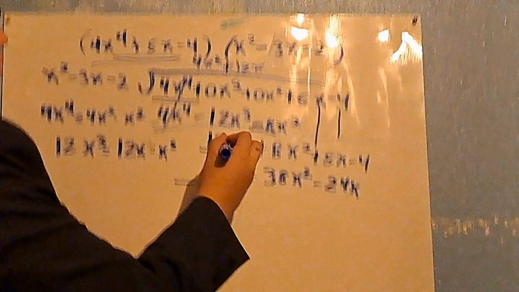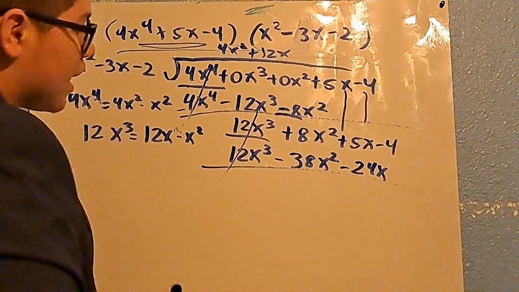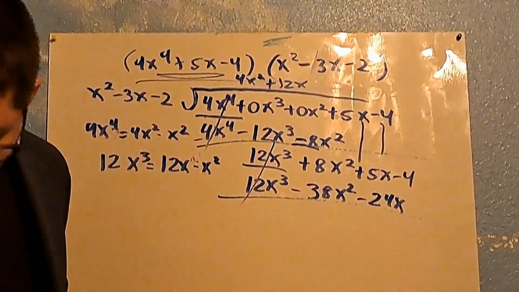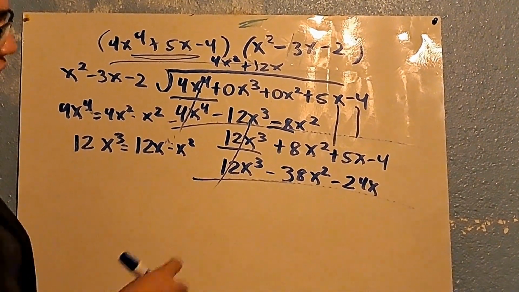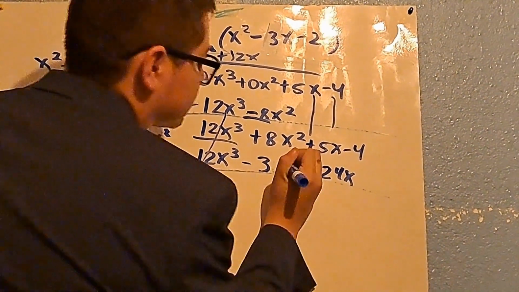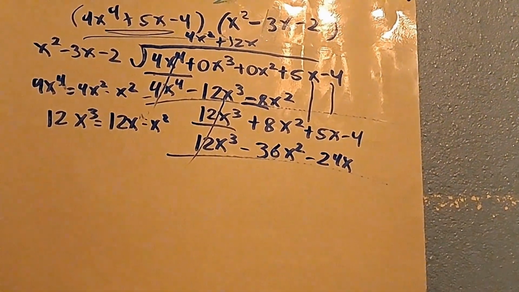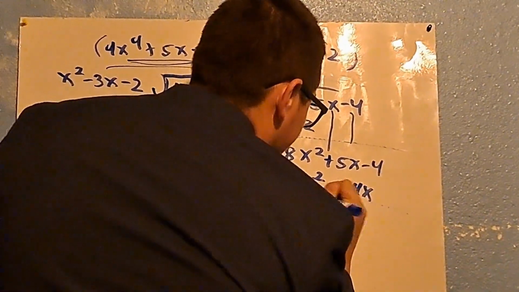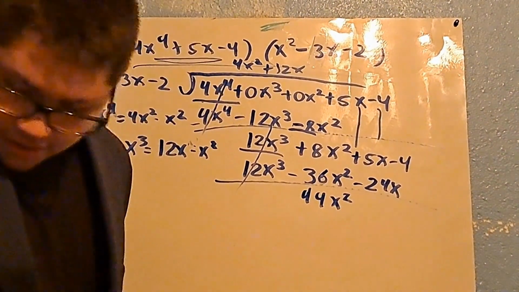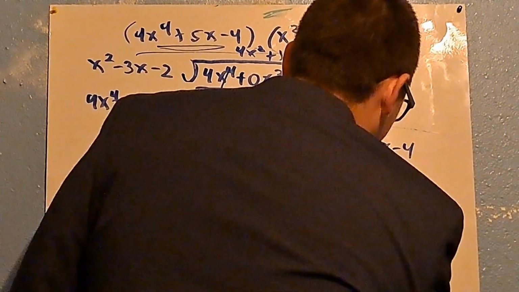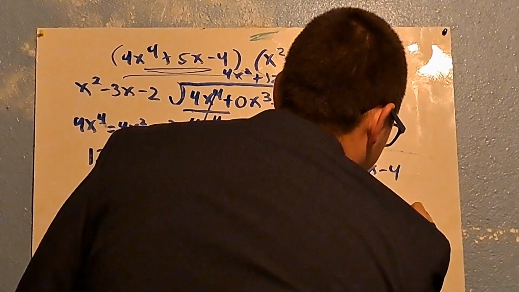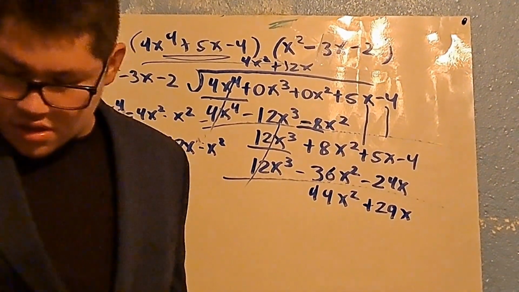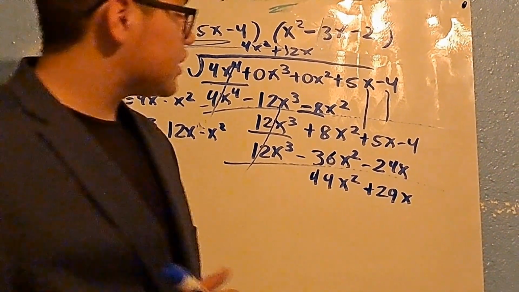And negative 2 times 12x would equal negative 24x. So as we do the same, we cancel out these terms. And we have 8 plus negative 38, or 36, apologies, 36. And with that, what we'd have to get is 44x squared plus 29x and minus 4.